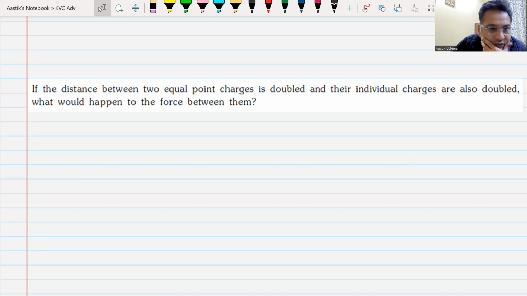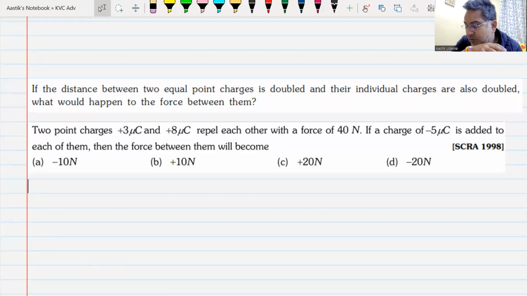Okay, let me take you to the next question. Next question. 2 point charges, 3 microcoulomb and 8 microcoulomb, repel each other with a force of 40 newtons. If a charge of minus 5 microcoulomb is added to each of them, then the force will become... I'll give you 2 minutes. Minus 10 newton. How did you get it?